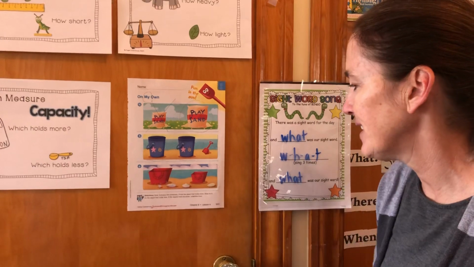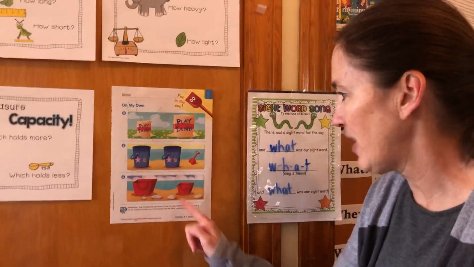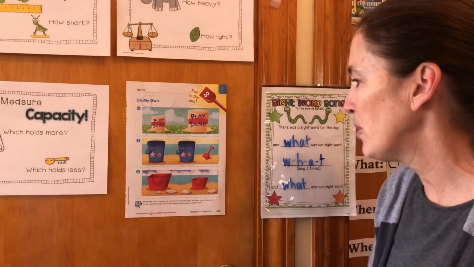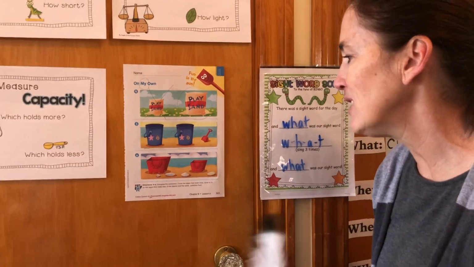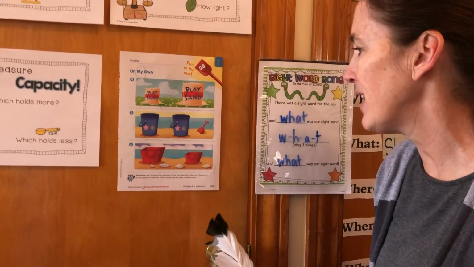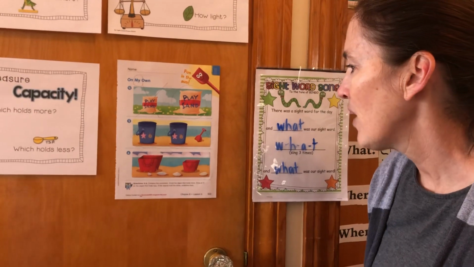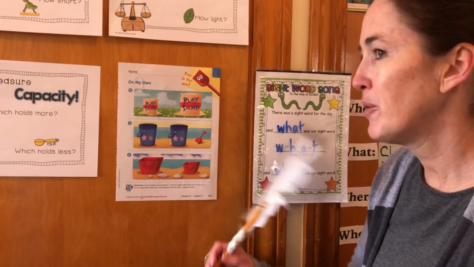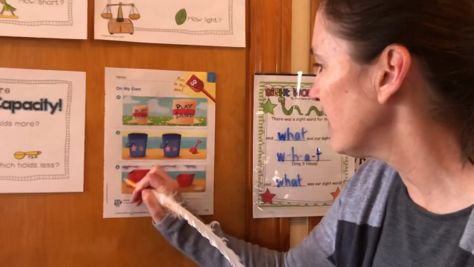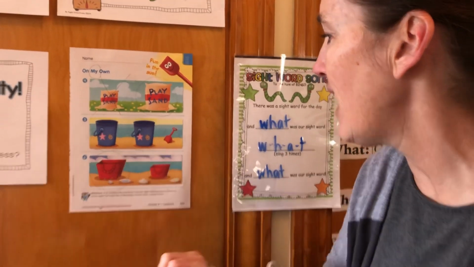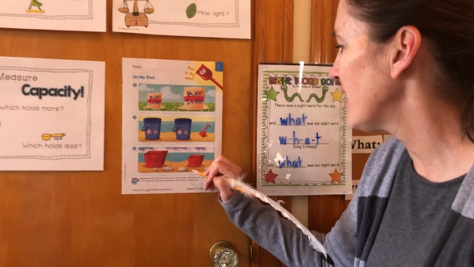Number 6, same thing. Compare the objects. Look which one holds more or which one holds less, or if they're the same, underline them. The one on the left. Which one holds more? The one on the left, so I'm going to circle it. Thank you. And which one holds less? That one. The one on the right. Awesome.